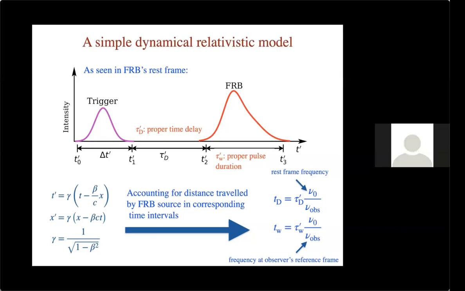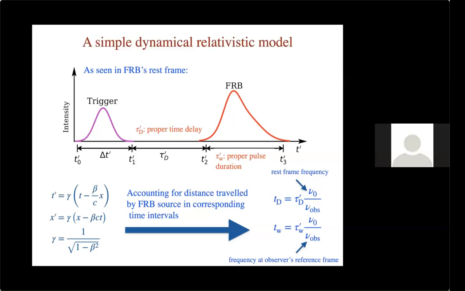At the observer's reference frame, we can look at these time intervals and find them by using the Lorentz transformation of space and time between the rest frame and the observer's frame, and by accounting for the distance that the FRB source has traveled during these time intervals, t'_D and t'_W. We arrive at these simple relationships in the bottom right corner, that we find that T_D, which is the delay time at the observer's frame, is related to the proper delay time at the rest frame times the rest frame frequency nu naught divided by the frequency at the observer's frame, which we call nu observe.